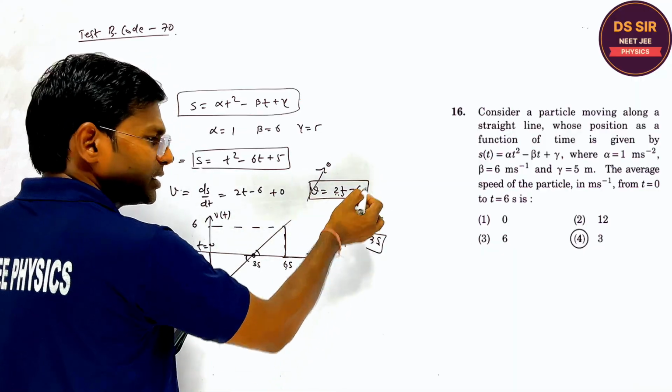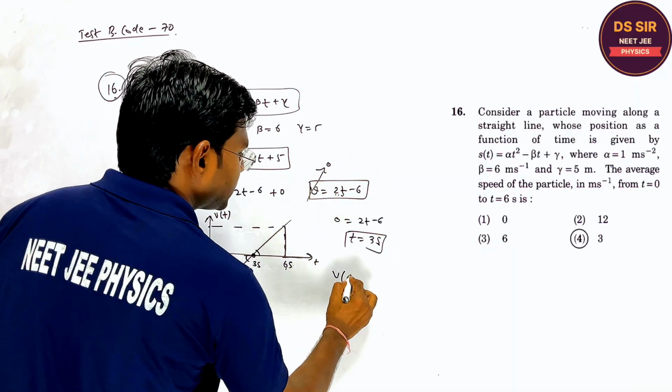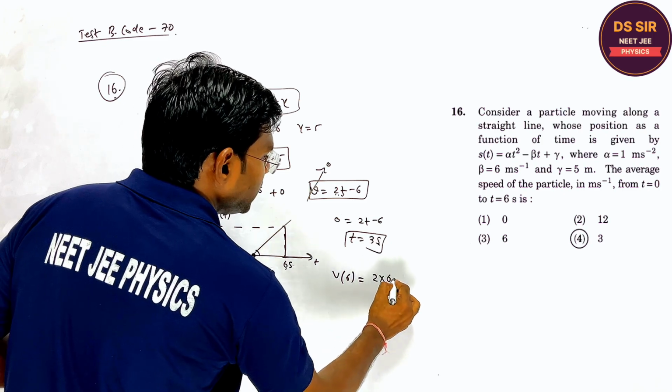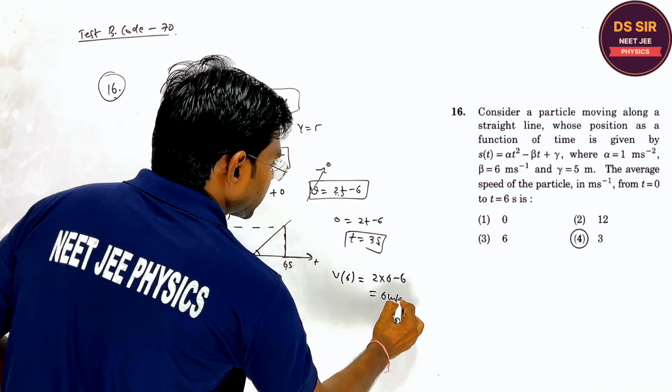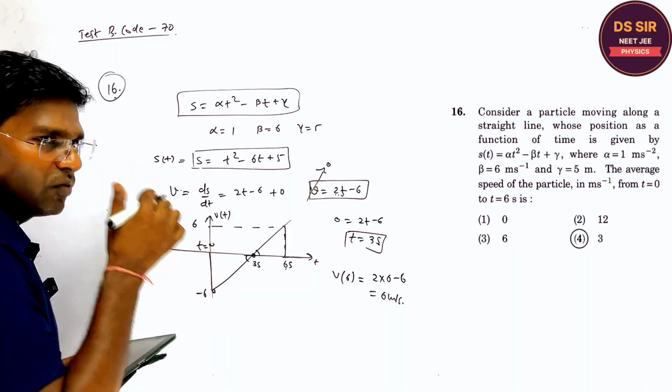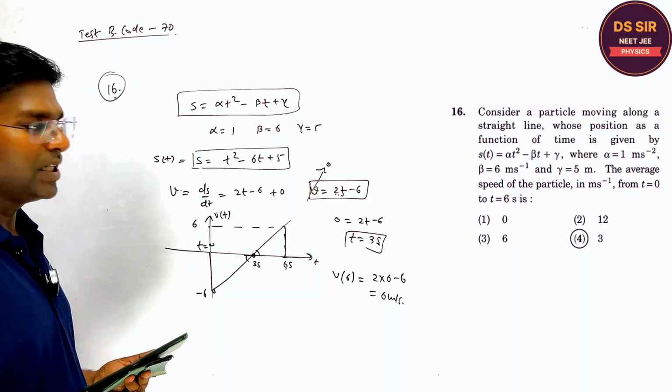6 to the 12 minus 6, so 6 meters per second. At 6 seconds, the velocity is also 6 meters per second. Is it clear? Now we have to find the average speed, not the average velocity.